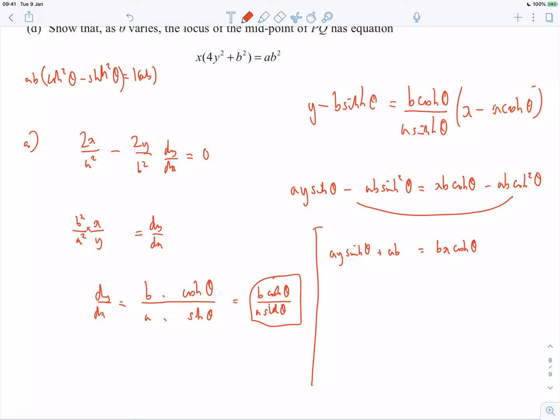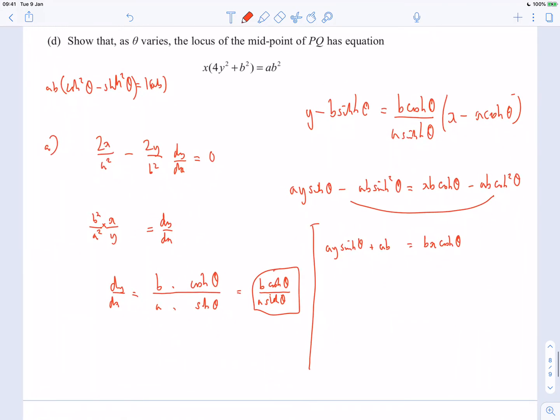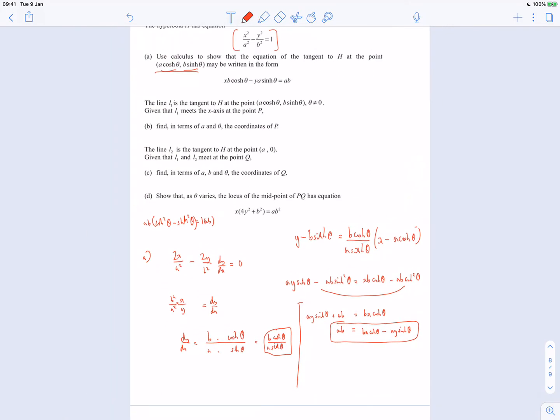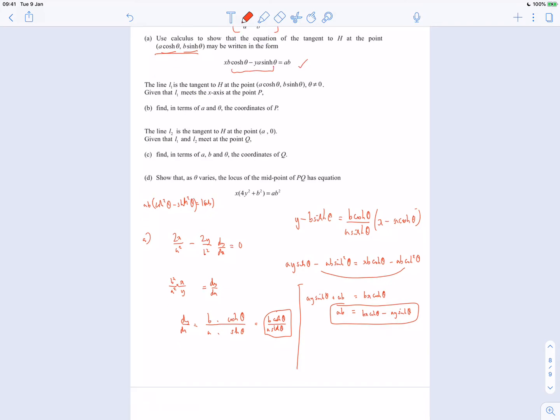And what, I want this equal to AB, do I? Yeah, so I'll just minus the AY to the other side. So BX cos of theta minus AY sine of theta is going to equal AB. So BX cos minus AY sine is there, and this equals AB, so tick, that's done. Okay, that wasn't too bad.